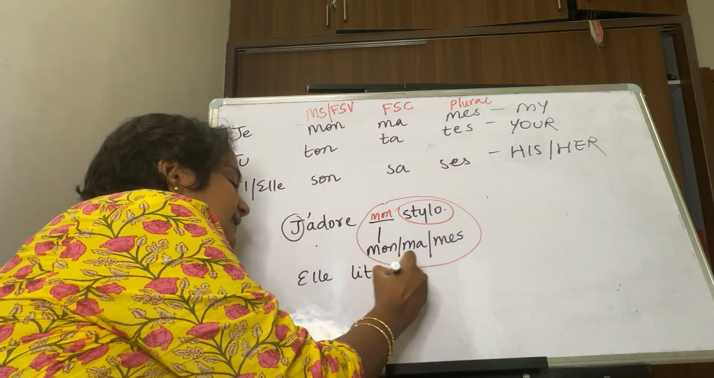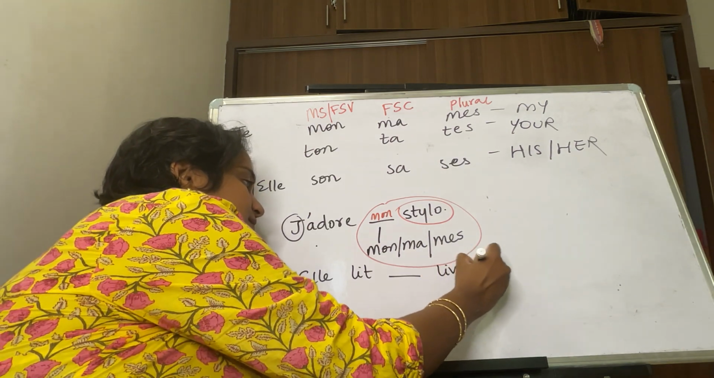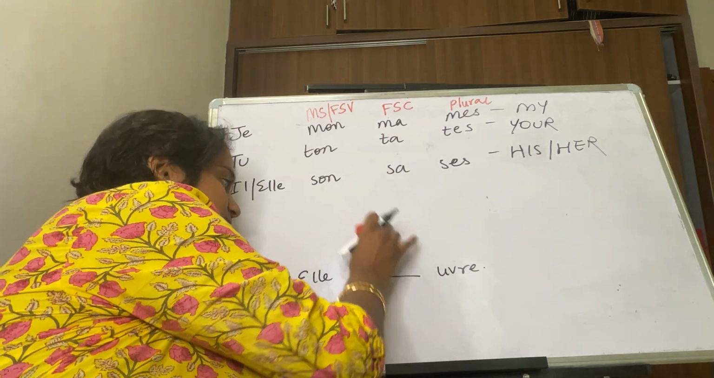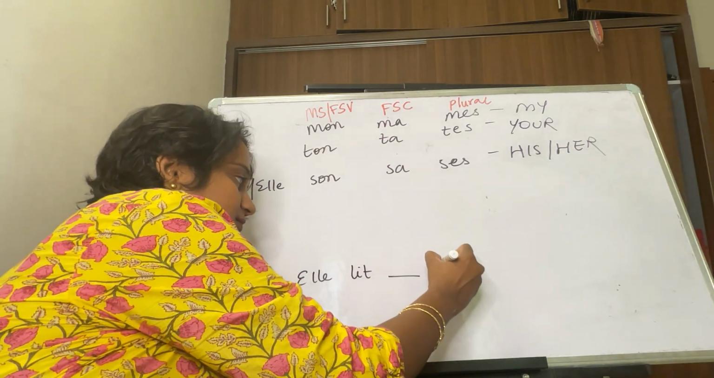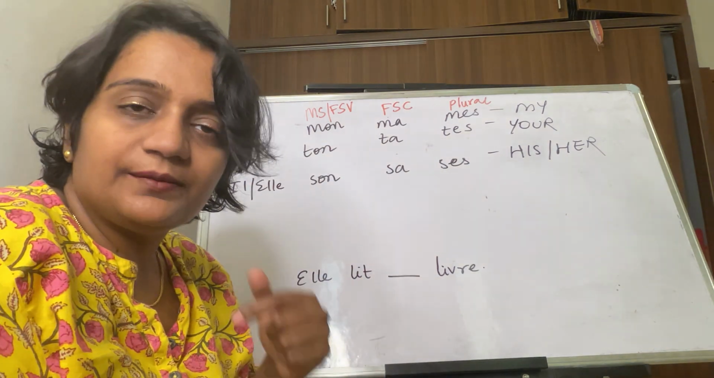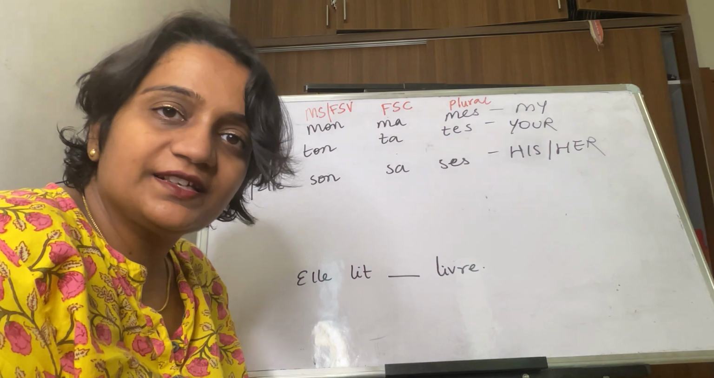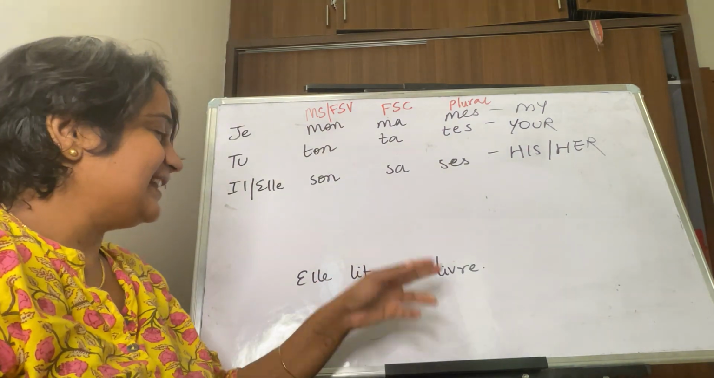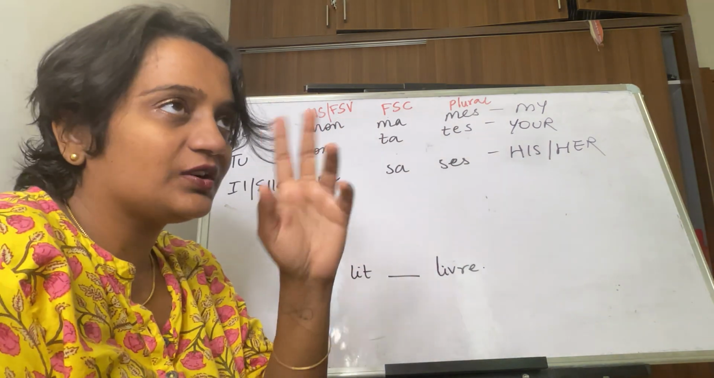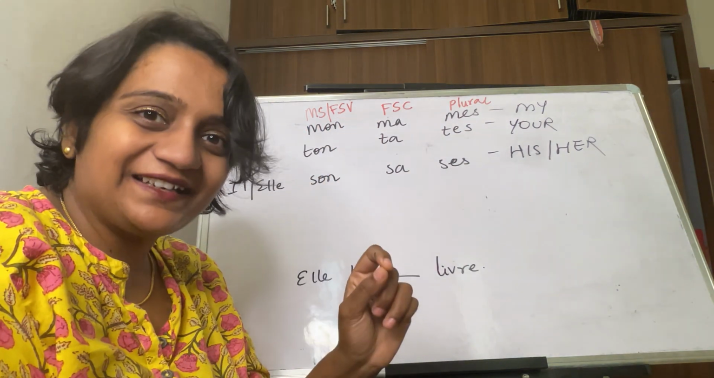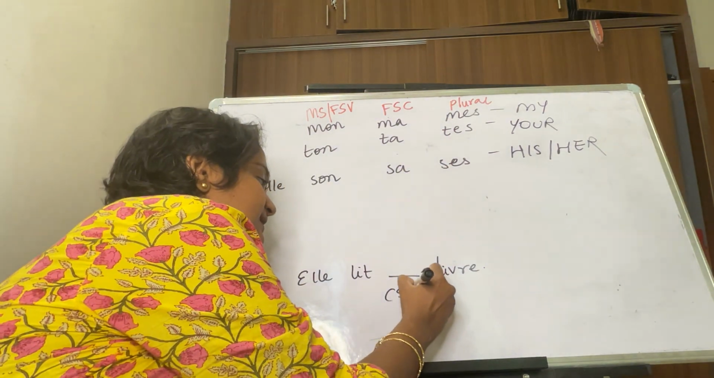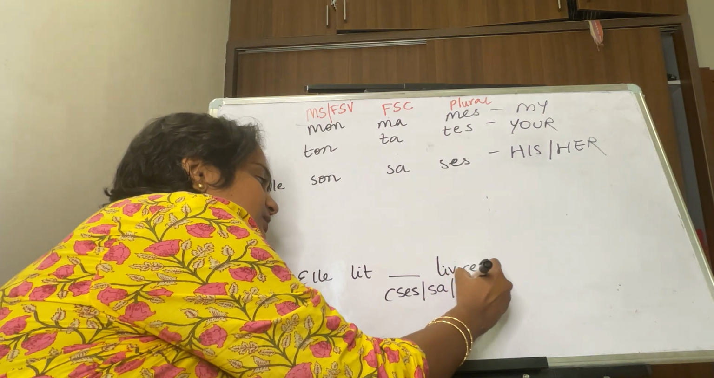L, dash, livre. Aha. In this livre, I become alert. I'm like, oh, these exception buggers are here. So, L, dash, livre. I already know this is masculine, but I don't want to scramble my brain, so I'm going to go systematically. L means I come to this line. My options are say, sa, son.